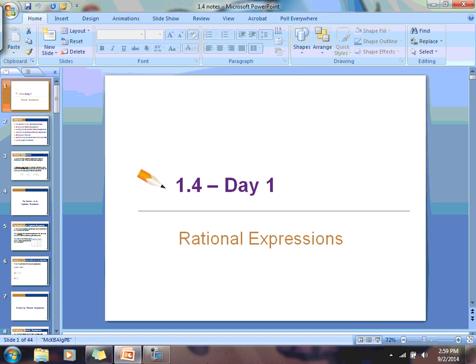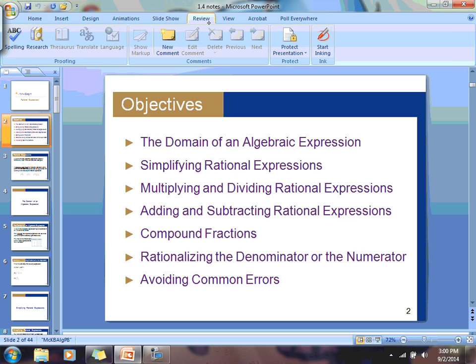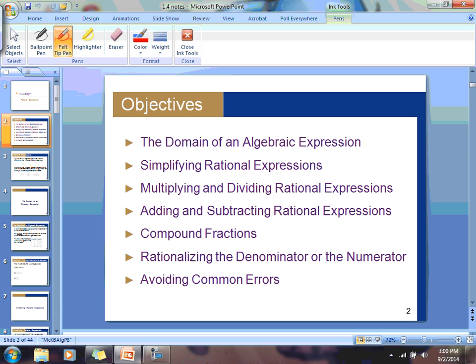These are the notes for section 1.4, day 1, entitled Rational Expressions. And today we're going to talk about the first two objectives. We're going to talk about the domain of an algebraic expression, and then we're also going to talk about simplifying rational expressions.